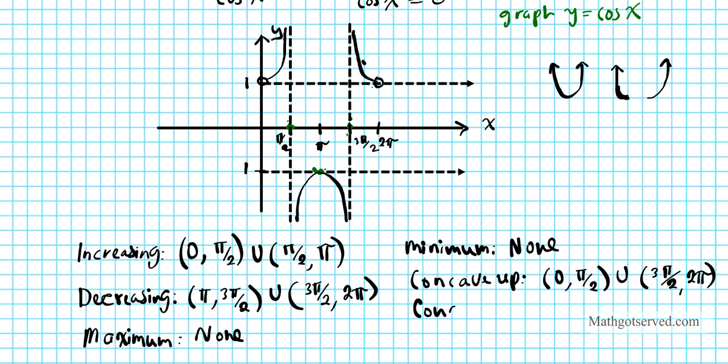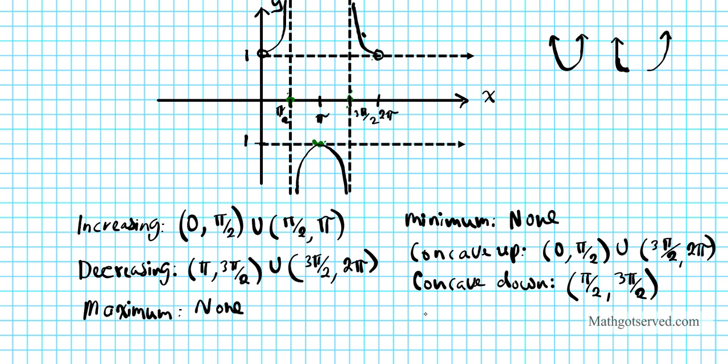Okay, concave down, where is the U facing down, either partially or completely? From pi over 2 to 3 pi over 2, we have it facing down. So from pi over 2 all the way to 3 pi over 2. Okay? All right, point of inflection.